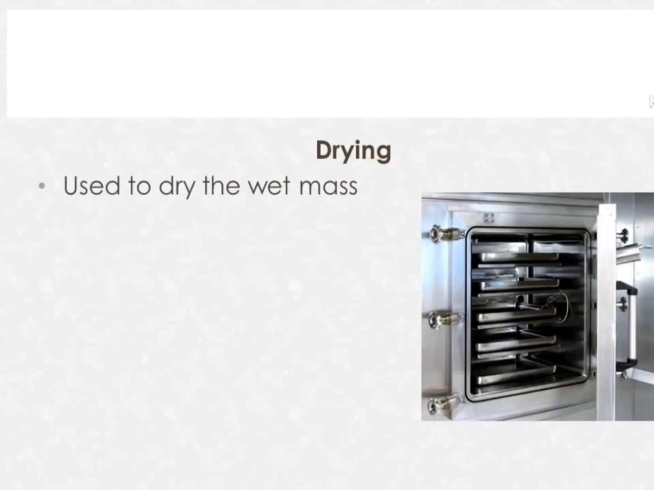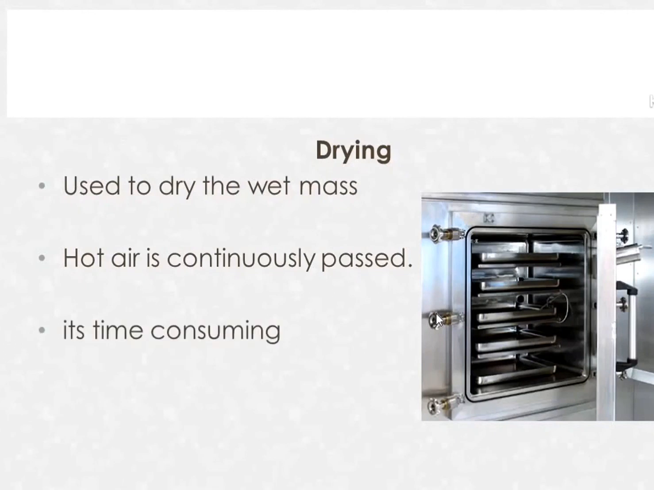The next step is called drying. For drying, we use two types of apparatus. Number one, this apparatus here is a tray dryer. Basically, the drying process is used to dry the wet mass, and in the tray dryer, hot air is continuously passed, which increases the temperature of the mass and heats it, resulting in the loss of moisture, and hence it gets dry. But this process is actually very time consuming. It takes about 8 to 12 hours.